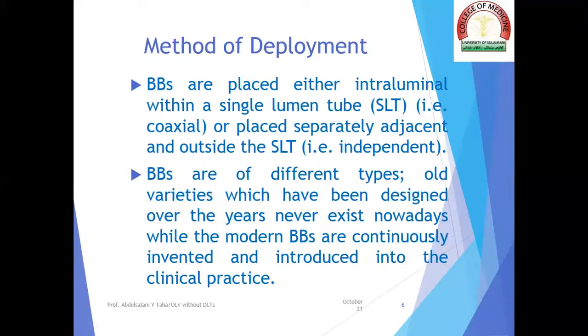The method of deployment: bronchial blockers are placed either intraluminal within a single lumen tube, i.e. coaxial fashion, or placed separately adjacent and outside the single lumen tube. That's the parallel fashion. Bronchial blockers are of different types. Old varieties which have been designed over the years never exist nowadays, while the modern bronchial blockers are continuously invented and introduced into the clinical practice.